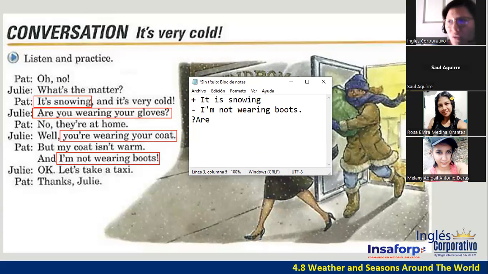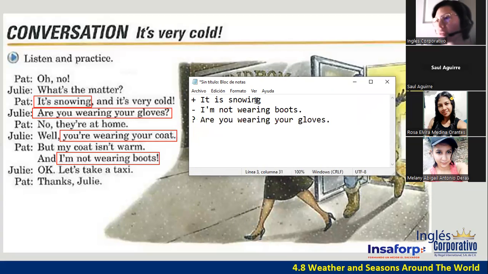Question. Are you wearing your gloves? It is snowing. I'm not wearing boots. Are you wearing your gloves, right? Entonces, as you can see, we are going to study the positive, negative, and question form, okay?